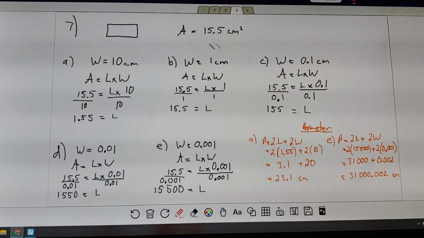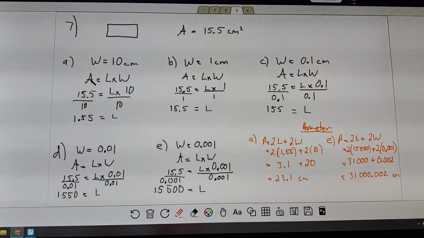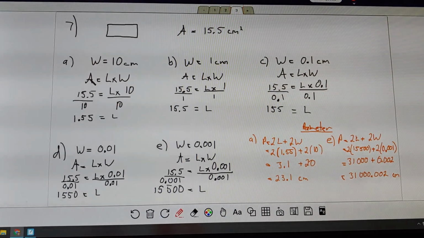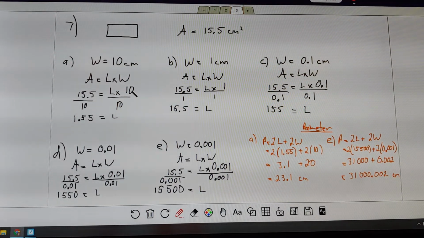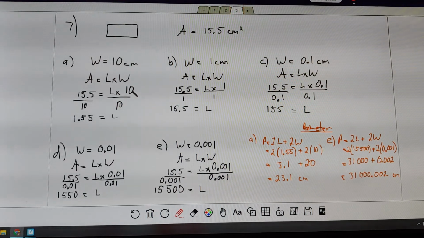Okay, so first we took a width of 10 centimeters. And because this is area, I put down the area formula. Area is equal to length times width. And I replaced the variables with what I know. They gave us area, it's 15.5. We don't know length, that was what we're trying to find, and in this case the width was 10, so I filled in 10.